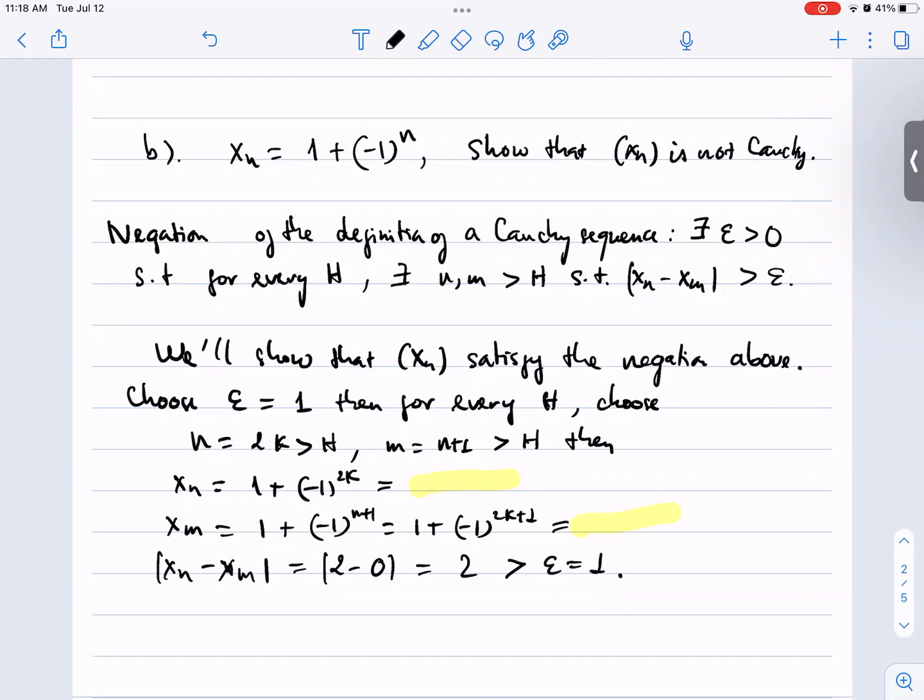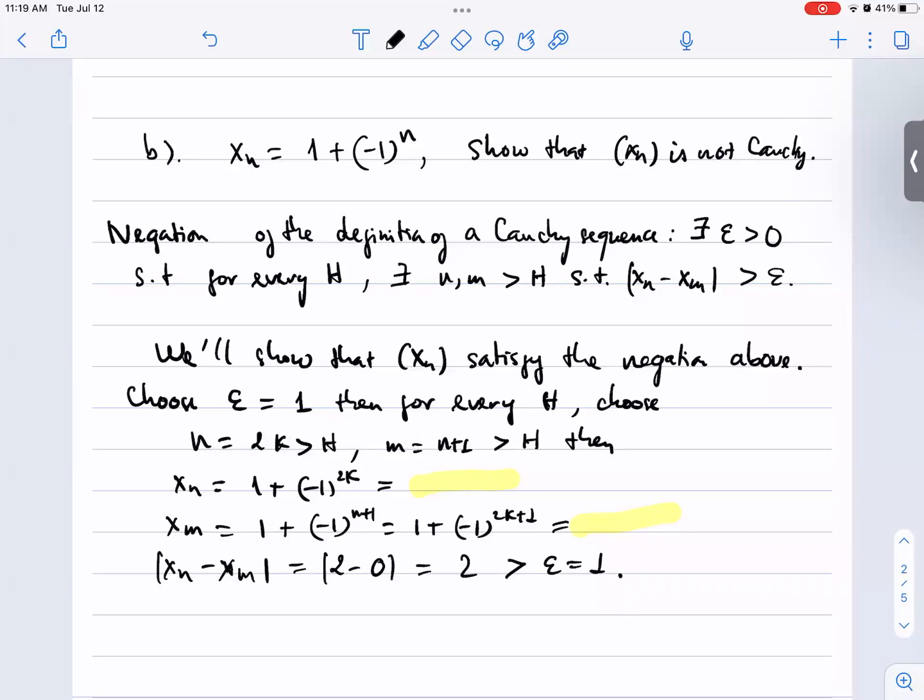And the negation is as follows. There exists some number epsilon greater than 0 such that for every h there exist n, m bigger than h such that the difference of x_n and x_m in absolute value is bigger than epsilon. So this is basically just logical reasoning, just the negation of the definition of a Cauchy sequence.